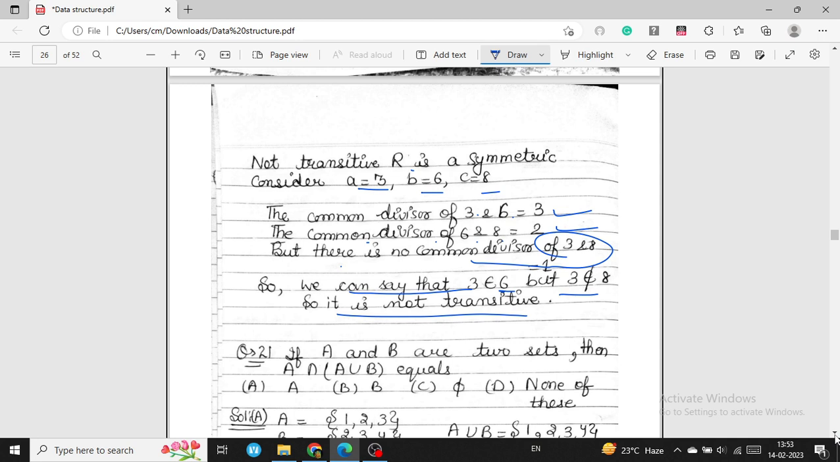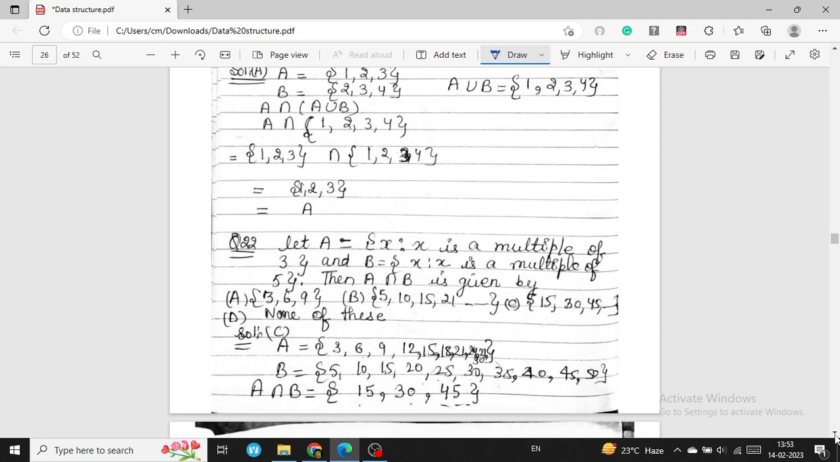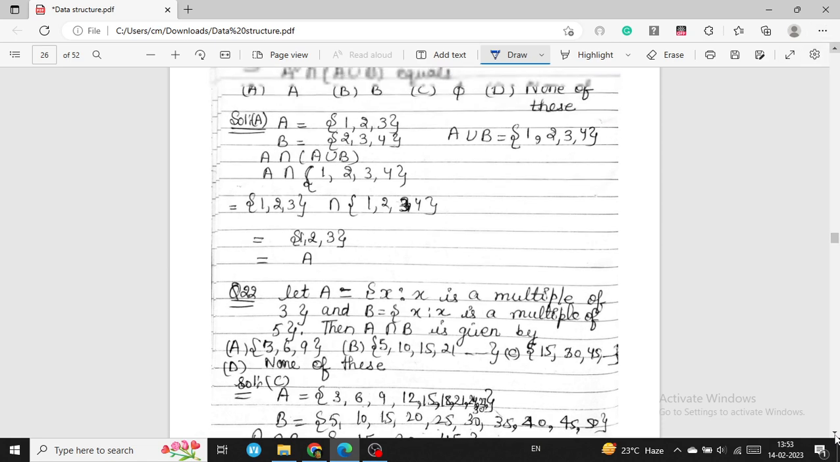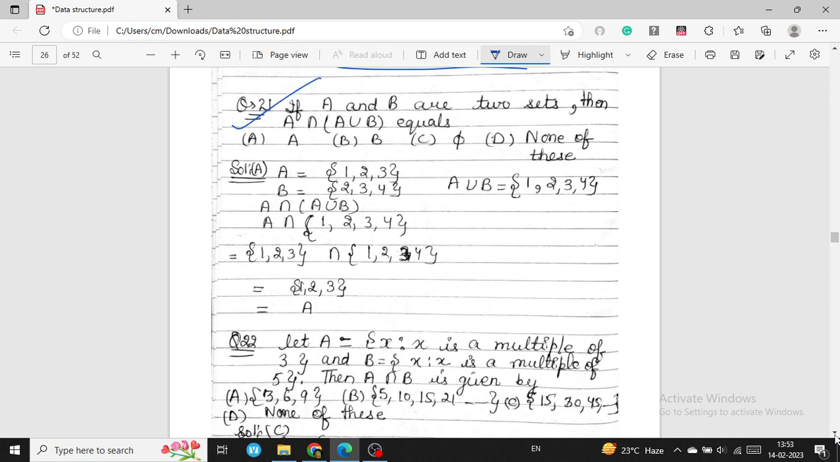Now next is a question. If A and B are two sets, then A intersect A union B equals to which?